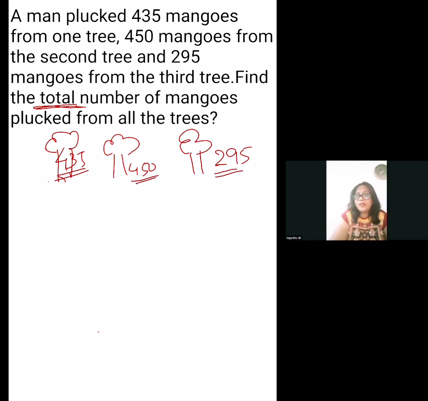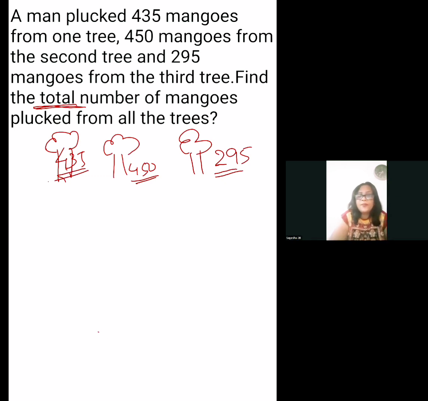Now what is the final thing they are asking? Find the total number of mangoes plucked from all the trees. So I am going to find out the total, कि इन तीनों ट्री में से मैंने कितना total quantity of mangoes I have plucked. Okay. So this is the understanding of the question. नाउ हाउ विल आई प्रेजेंट इट, अब आप लोग को ये जानना है.